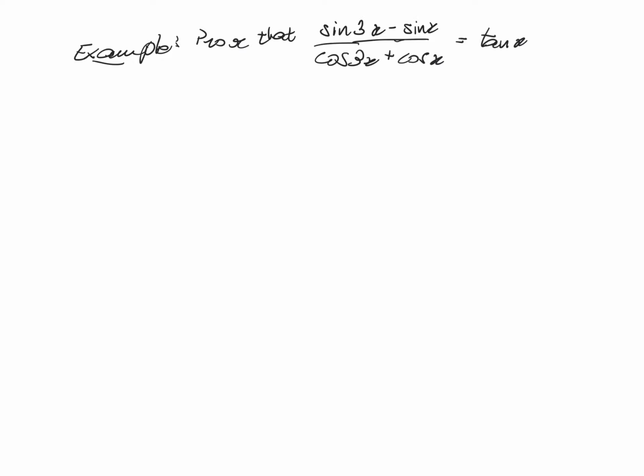So the solution is quite simple. You just take the left-hand side and you can immediately apply the formulas. So sine of 3x minus sine x, which is a subtraction of two sines, divided by cosine of 3x plus cosine x, which is a sum of two cosines. So we apply the formulas. The upper one is equal to sine x, the lower one is equal to cosine x, and so the total is tangent of x.